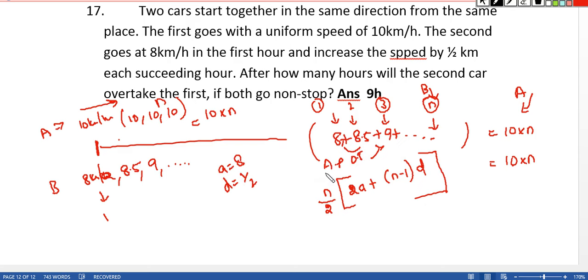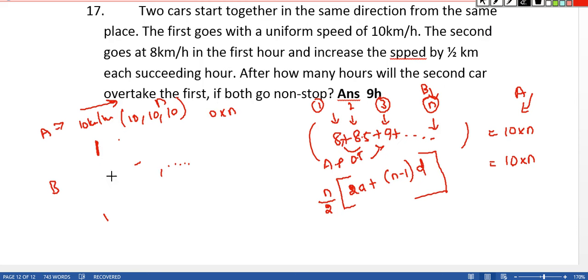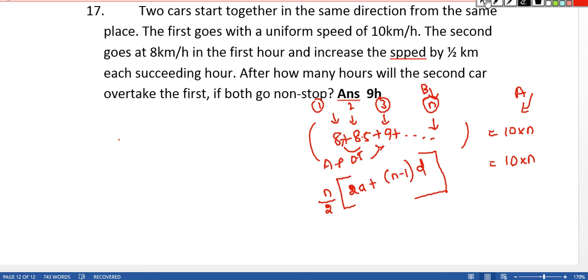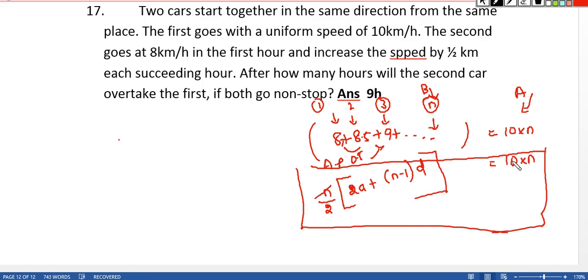And what they are asking us is to find n. What is n? How many hours does it take? How many terms, which is nothing but how many hours. So as you can see, this is our equation, and we can cancel n on both sides. So this 2 will go this side around, so that would be 2a plus n minus 1 into d, which is equal to 20.